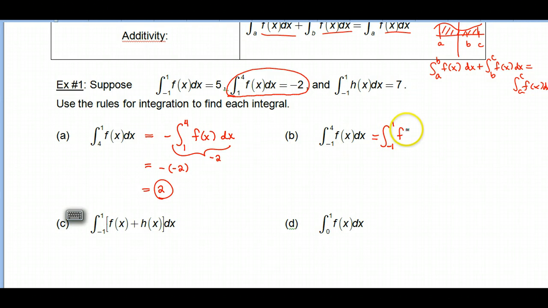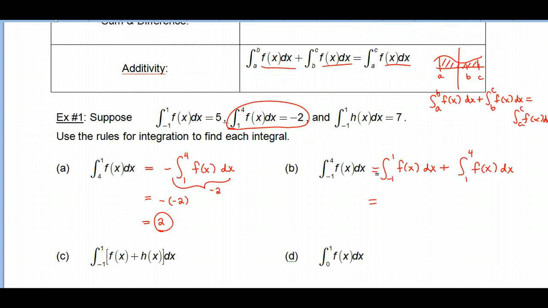I want -1 to 1 of f of x dx, and then from 1 to 4. What allows us to separate it into that? That was the very last one, the additivity. Why did I do that? Because I don't have enough information. I don't know what -1 to 4 is up here, but I know -1 to 1. You shouldn't need a calculator for any of these. So from -1 to 1, that's equal to 5, and from 1 to 4, which is -2. So when you add them, you get 3.